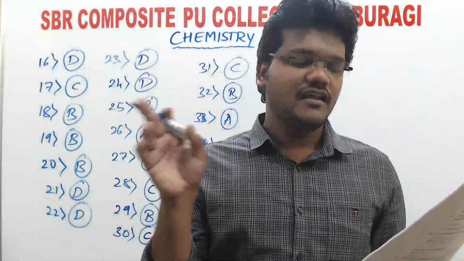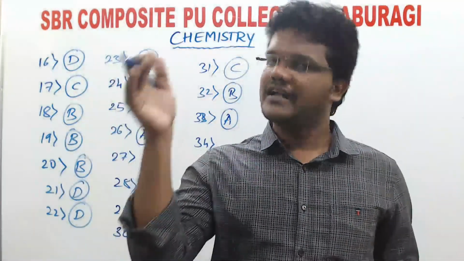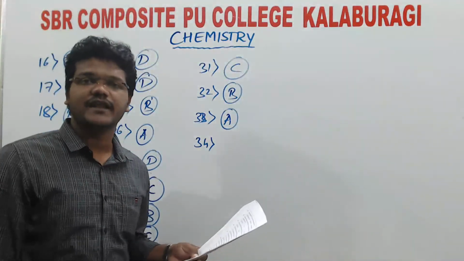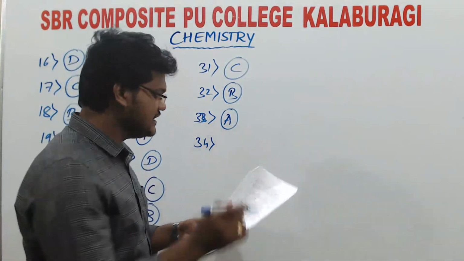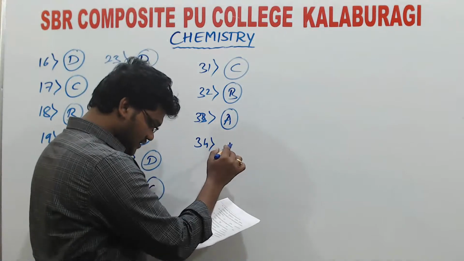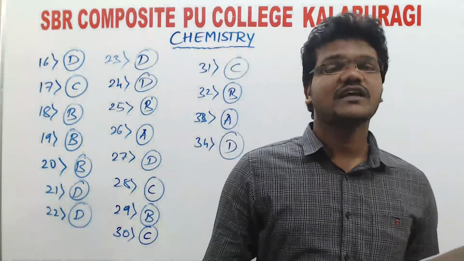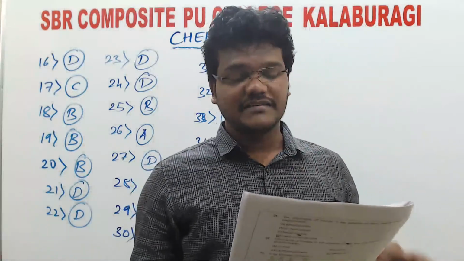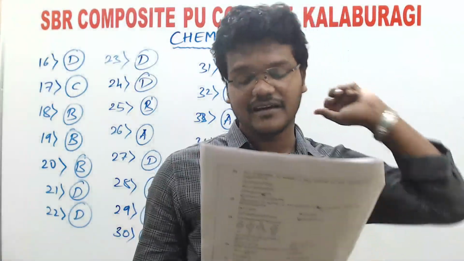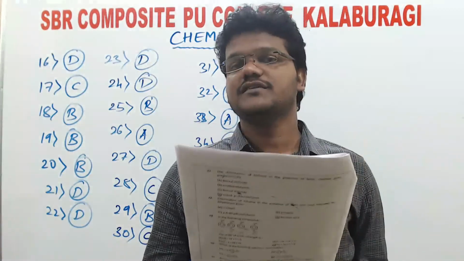34. Benzene reacts with acetyl chloride, CH3COCl, in presence of AlCl3 to give. Again, the question is based on Friedel-Crafts reaction. And obviously, the option is D, acetophenone. Option D is acetophenone. Correct? So that is the correct answer. So let's go for 35.